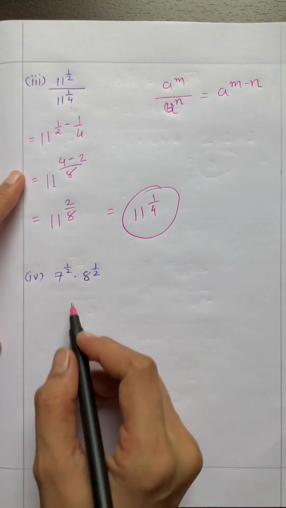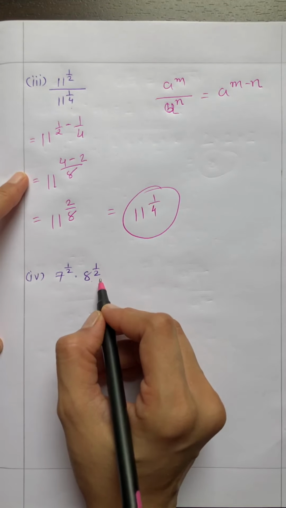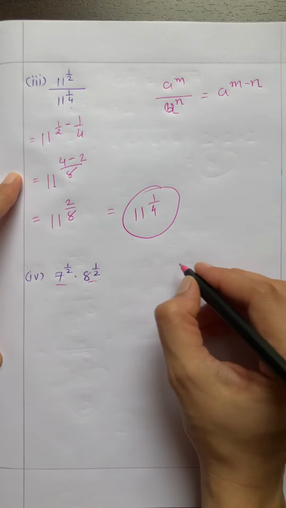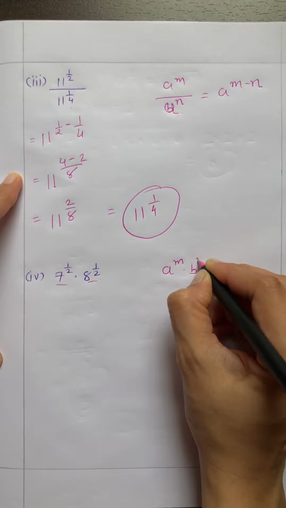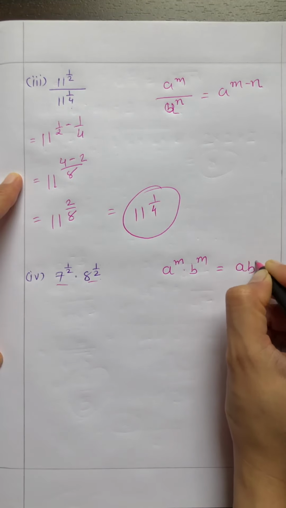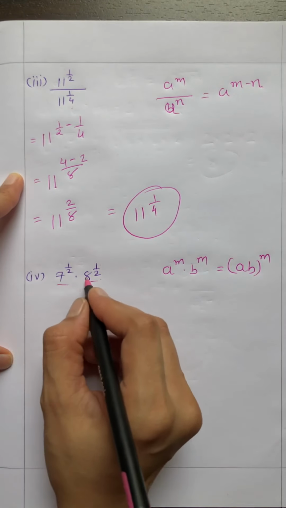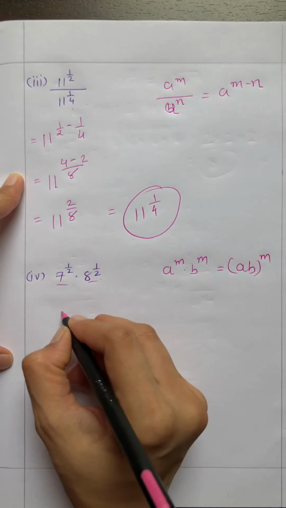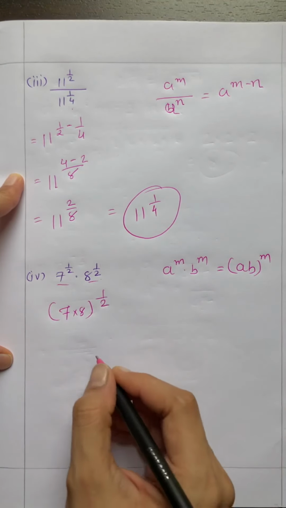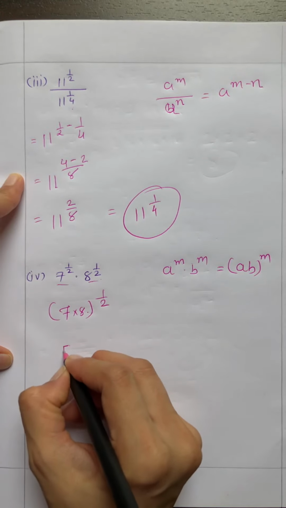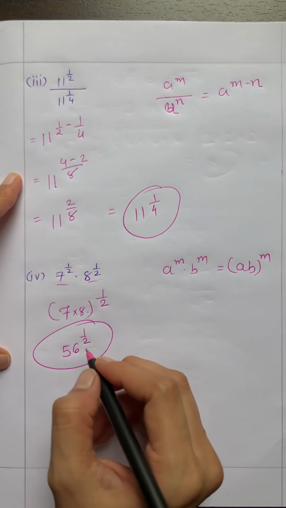Fourth question, 7 raised to 1 by 2 multiply by 8 raised to 1 by 2. Here we can see that the bases are different, so we compare with a raised to m into b raised to m is equal to a multiply by b whole raised to m. The situation is the same here. Then 7 multiply by 8 whole raised to 1 by 2. 7 multiply by 8 is 56. 56 raised to 1 by 2. Here is the answer. Thank you.